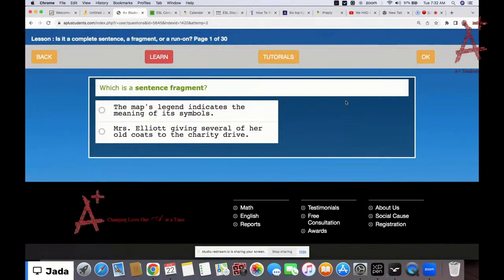If you're going to say Mrs. Elliot given several, something is wrong there. So you could say, is given. So yes, a helping verb is missing here.